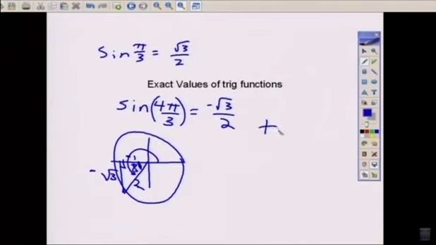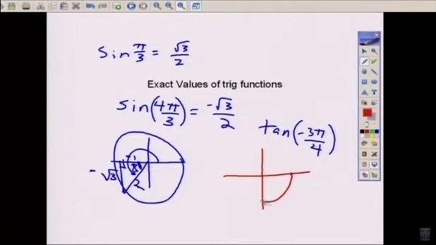Let's look at the tangent of negative 3 pi over 4. Again, I like to draw a picture to help me out here. If I'm looking at an angle of negative 3 pi over 4, I start, and because of the negative, I go in the clockwise direction. I know that the value here would be negative pi, so I'm pi over 4 units away from negative pi when I'm at negative 3 pi over 4.